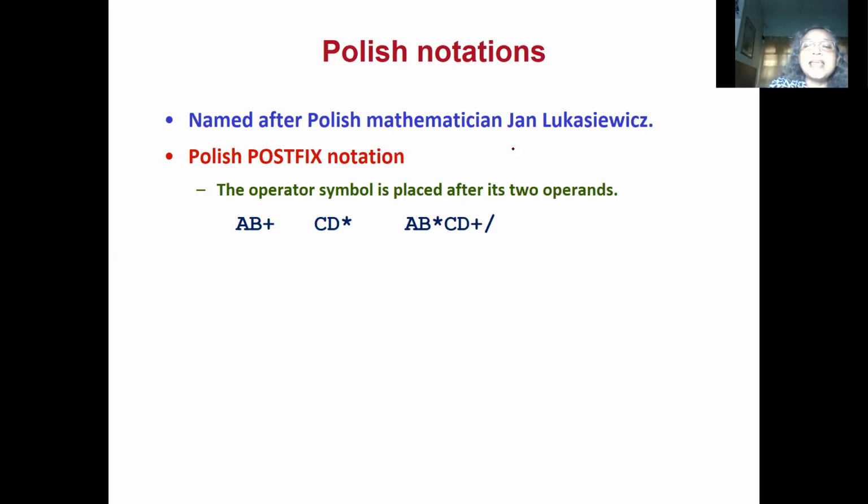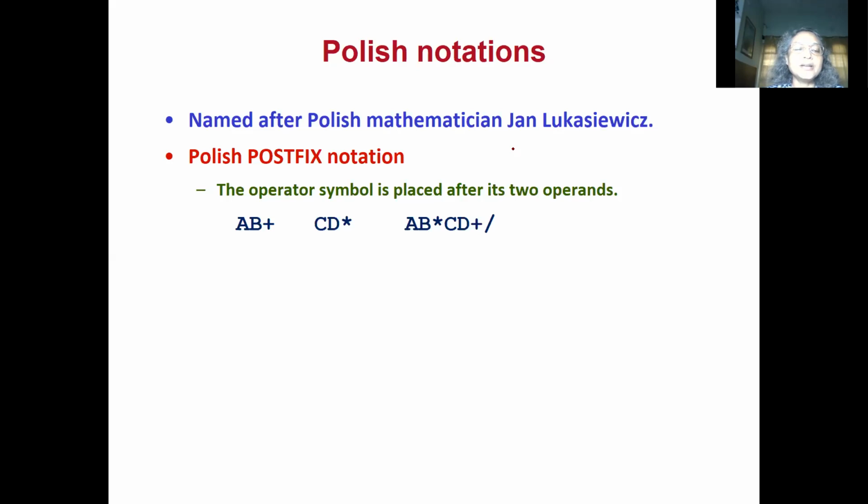What about AB star CD plus slash? This is interpreted as: you have A, B, and then the product of A and B, and then you have CD plus, the addition of C and D, and then slash of this. So A star B is divided by C plus D.